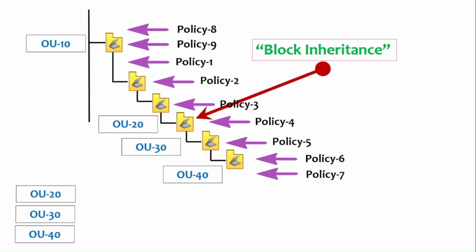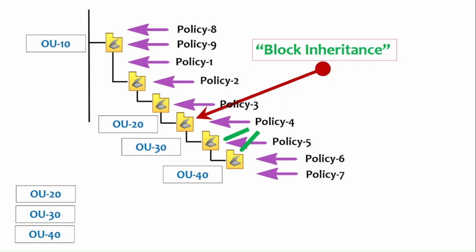So there will be only 3 OUs which will be affected by this block inheritance, that is OU 20, OU 30 and OU 40. Now if you focus on policy 4, it will still be there. There will be an inheritance of policy 4. Policy 4 will be inherited to OU 30 and OU 40 because policy 4 is linked at OU 20.